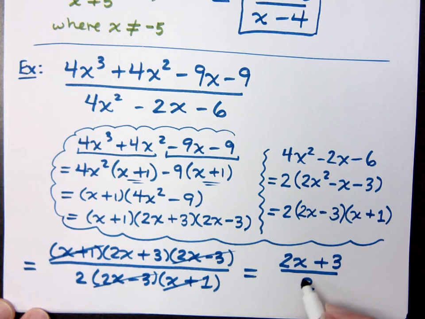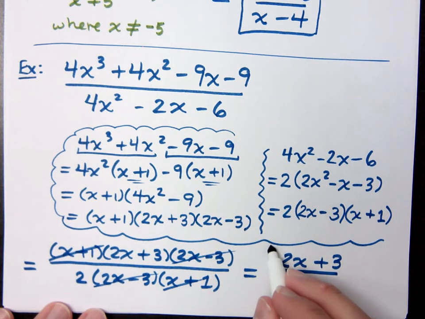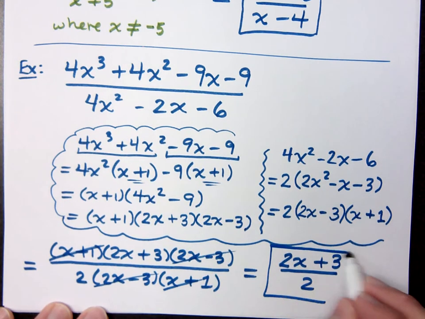Can I reduce the 2x and the 2? No, even though 2 is a factor of 2x, it's not a factor of 3. So it's not a common factor for that whole numerator. So this is our final answer. Any questions about this?